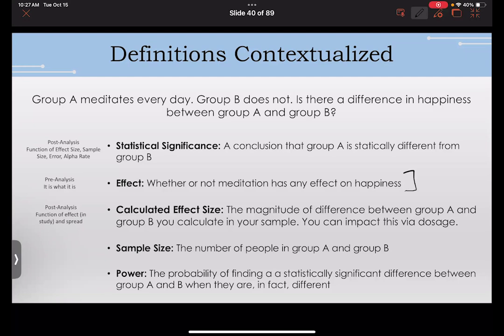Calculated effect size is post-analysis, right? So we calculate it afterwards, but it's a function of the effect we find in the study and spread in our data. Sample size is pre-analysis, we decided, and power is pre-analysis, right? It's a function of effect size, sample size, and alpha rate. We calculate that probability going into the study.